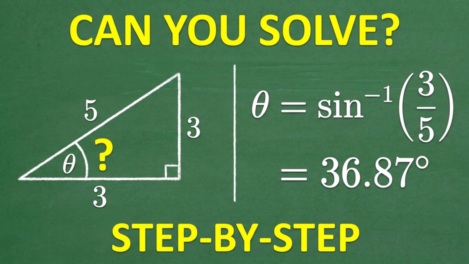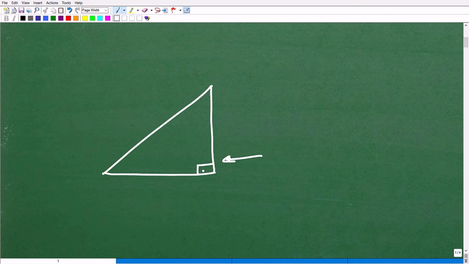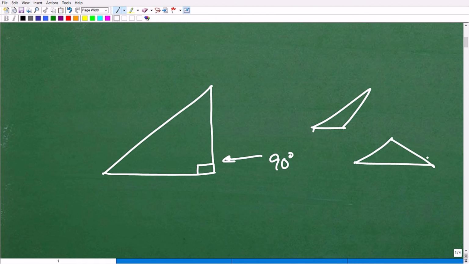Let's talk about how to find the angle of this particular triangle using the sine function. Let's just quickly review what we're talking about. We're talking about basic right angle trigonometry. The kind of triangles that we're going to be solving involve a right angle, 90 degrees. None of this is going to apply to angles that are like this, obtuse or acute.